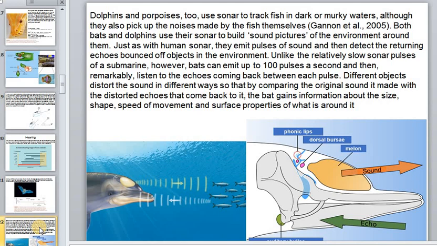Different objects distort the sound in different ways, so by comparing the original sound it emitted with the distorted echoes that come back to it, the bat gains information about the size, shape, speed of movement and surface properties of what is around it.